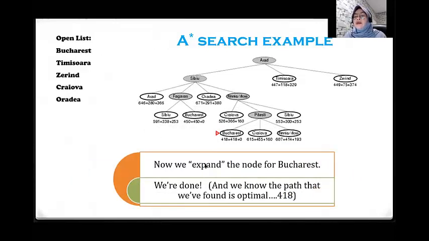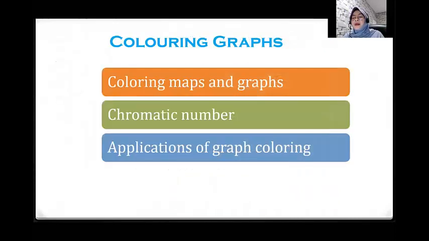So now we expand the node for Bucharest. We are done, and we know the path that we have found is optimal. That is 418 kilometers. So we have done the travel from Arad to Bucharest. So the goal is achieved. So this is the optimal path to travel from Arad to Bucharest. So now let's have a look at the graph.